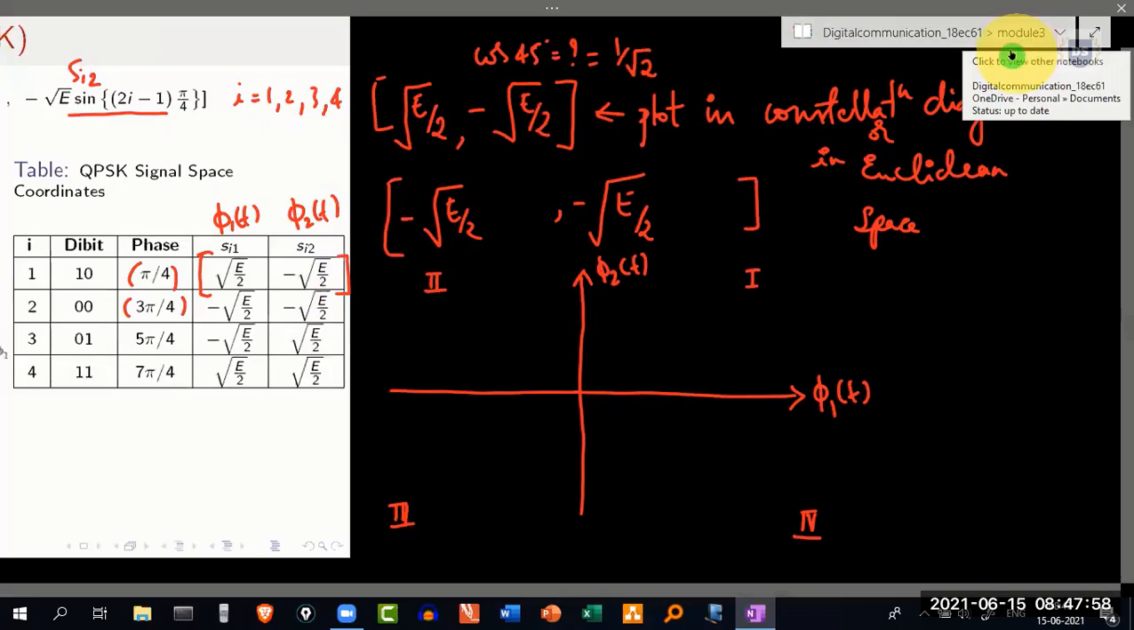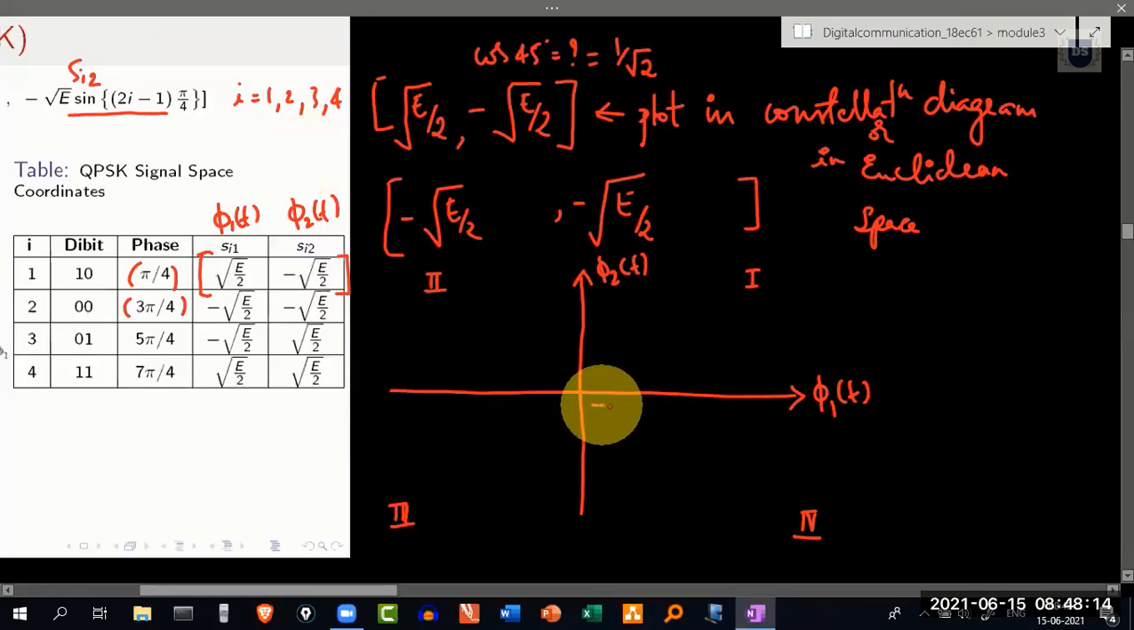These are very rudimentary concepts. Yes, I'll be lying in the fourth quadrant, because phi 1 of t is associated with some positive value. So I'll be moving that many units along my phi 1 of t axis, where this distance is square root of E by 2. Likewise, I'll be moving a similar amount of distance, but along what direction? The negative direction of phi 2 of t.